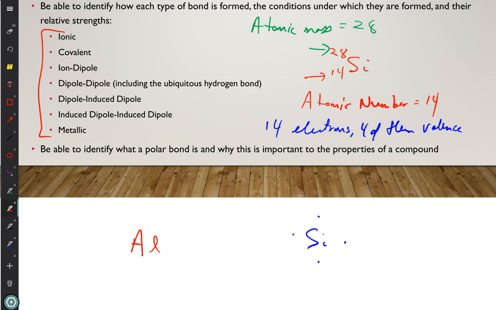How many valence electrons does aluminum have? 3. So where do I start? At 3 o'clock on the clock, and then where do I put the next one? And the final one? Over here at 9. So that would be the way I would draw the electron structure for aluminum, using the Lewis dot notation.